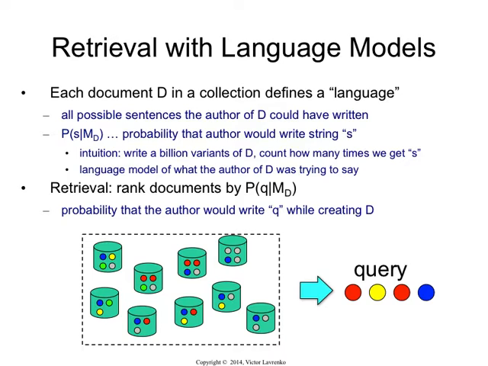Now, this raises a question: what is that language model of a document? After all, a document is just a string of text. So what is a language model? The way to think about that is to think about the author who wrote that document. They wrote it under some conditions. If the conditions were slightly different and they were writing the same thing, they would have written a slightly different document. Or maybe a different author writing on exactly the same topic would have written a slightly different version.